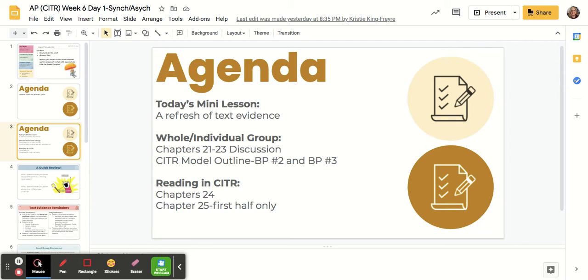Let's take a look at our agenda. Today, you're going to get a refresh of text evidence. You'll have some discussion about chapters 21 through 23. We'll talk about the Catcher in the Rye model outline for body paragraph 2 and 3. And you are in charge of reading chapters 24 and 25, but only the first half of 25.